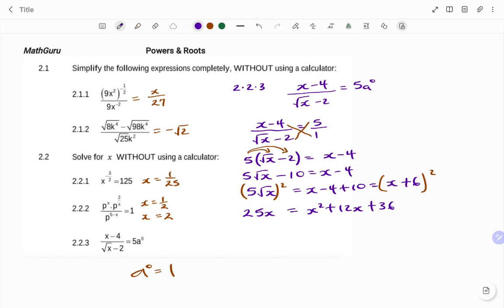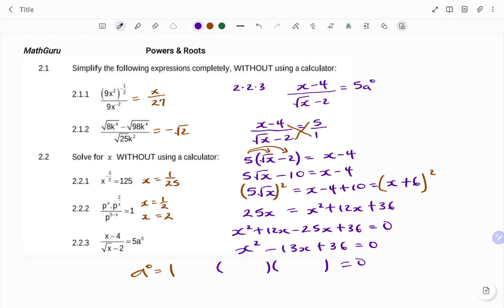If I'm moving all the terms to one side to make it a quadratic equation, I have x squared plus 12x minus 25x plus 36 equals to 0. X squared minus 13x plus 36 equals to 0. And if I factor my left hand side, I'm going to have x minus 9 multiplying x minus 4.